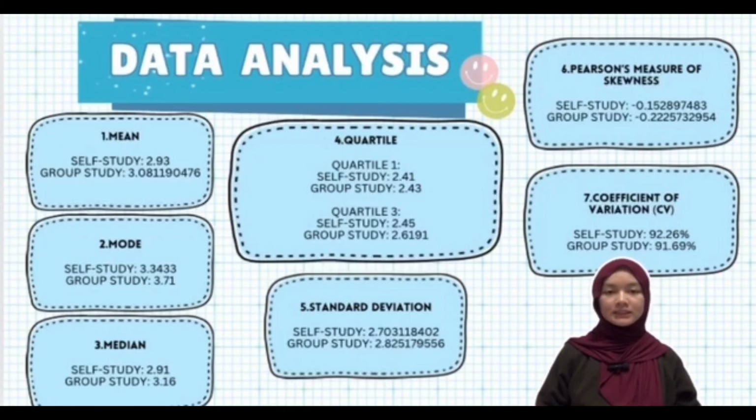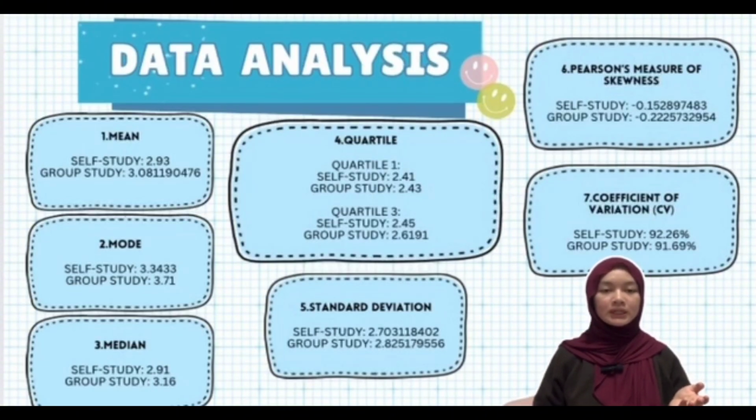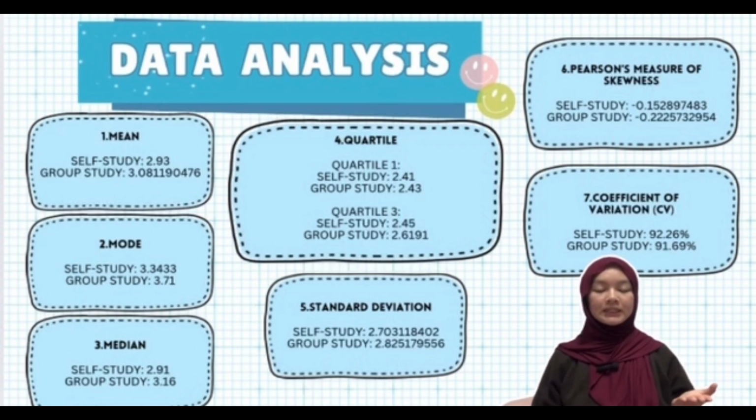Next, data analysis. For the mean, self-study is 2.93, while group study is 3.08, so group study is higher than self-study. For the mode, self-study is 3.34, while group study is 3.71, so group study is higher than self-study. For median, self-study is 2.91, while group study is 3.16, so group study is higher than self-study.